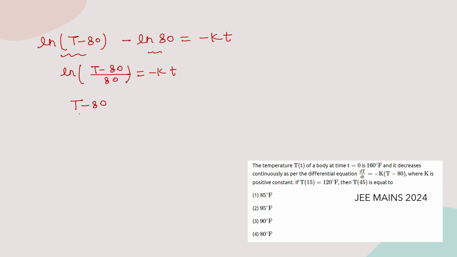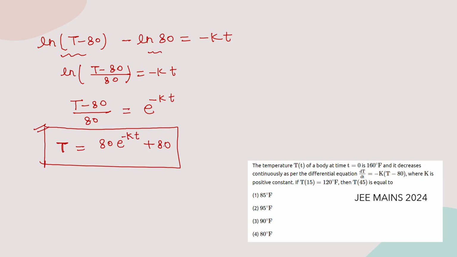Take the antilog on both sides. (T minus 80) upon 80 is equal to e to the power minus kt. And finally, if you find out the T value only from here, the 80 will be multiplied: T is equal to 80 into e to the power minus kt plus 80. So this is our final equation that you are getting.